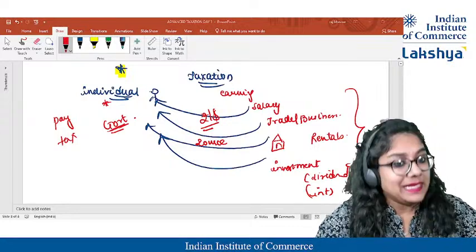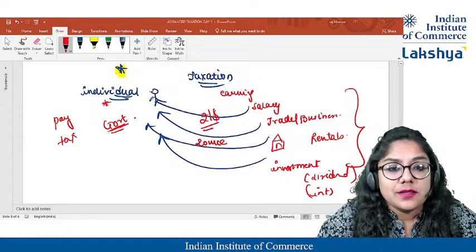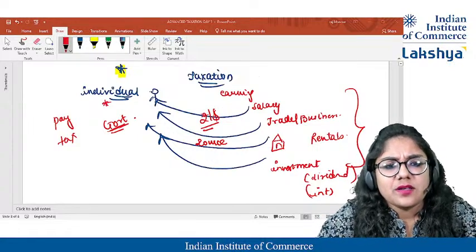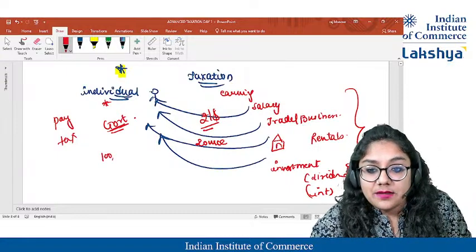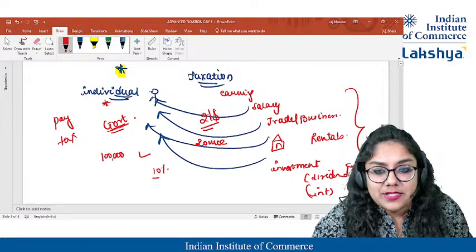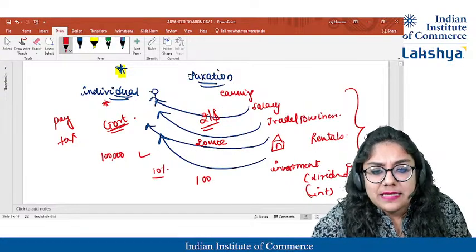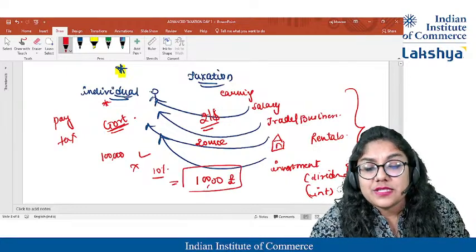For example, if an individual has earned 1 lakh, they have to pay, let's say, 10 percent tax. So they have to pay 10,000 tax. Is it sure? Or are there any benefits available?